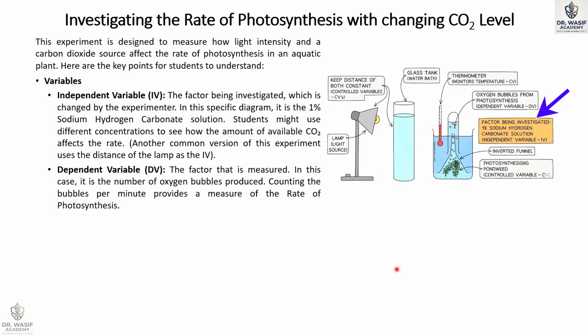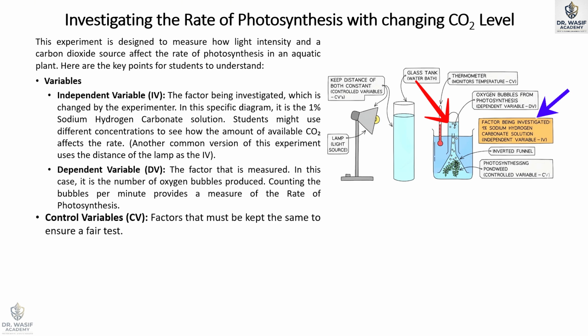What are our dependent variables? Dependent variables remain the same. We are counting the number of oxygen bubbles produced per minute. This gives us a clear measurable speedometer for the rate of photosynthesis. And because we are only testing carbon dioxide, we have to be very strict with our control variables to ensure a fair test.